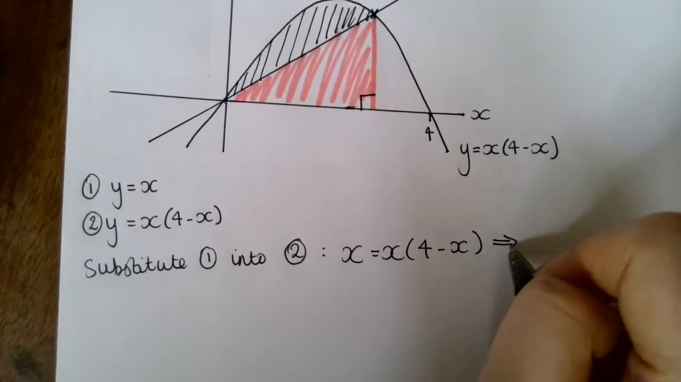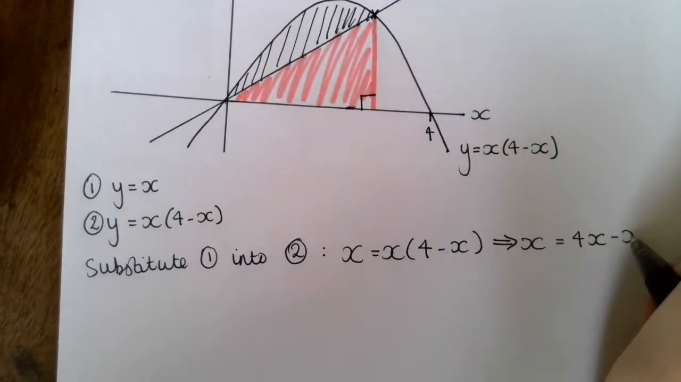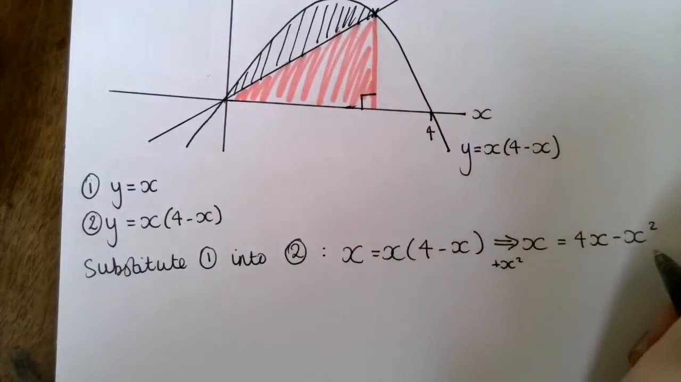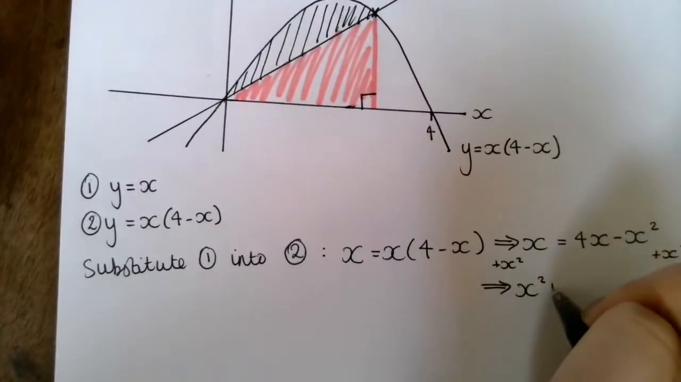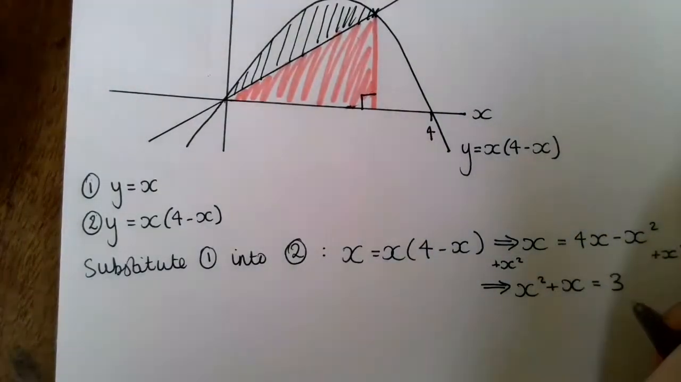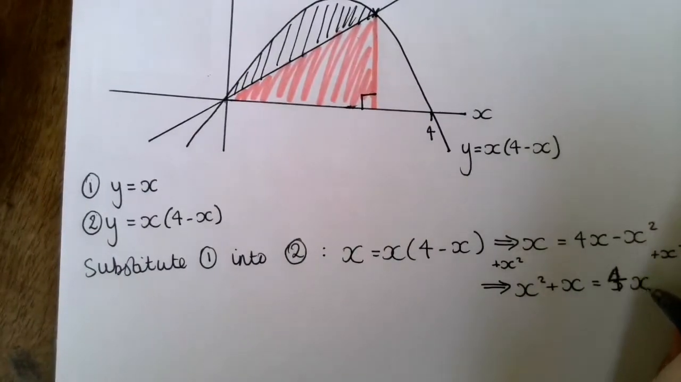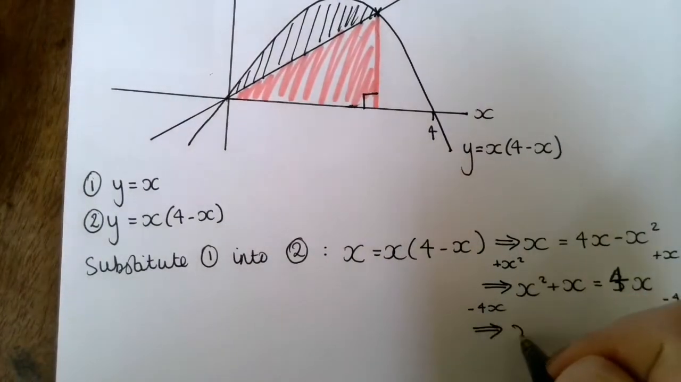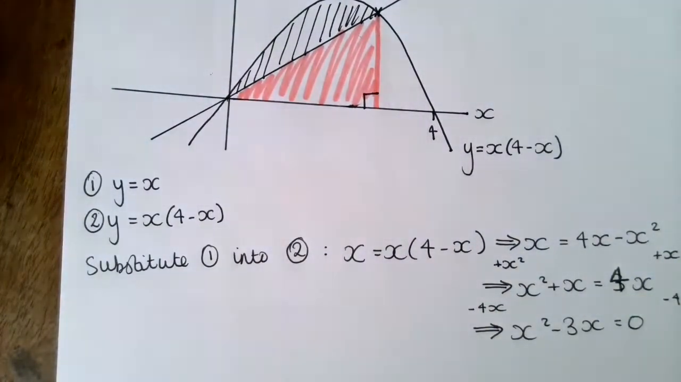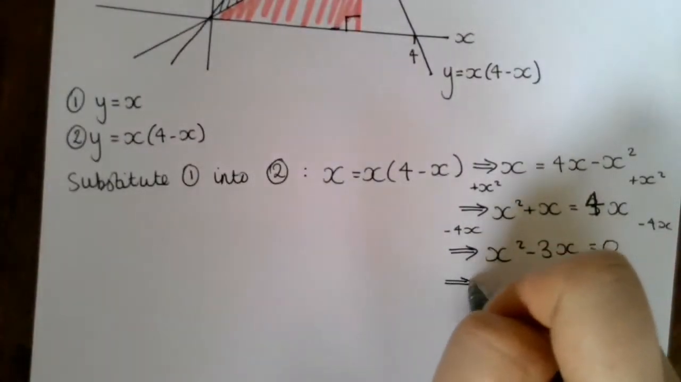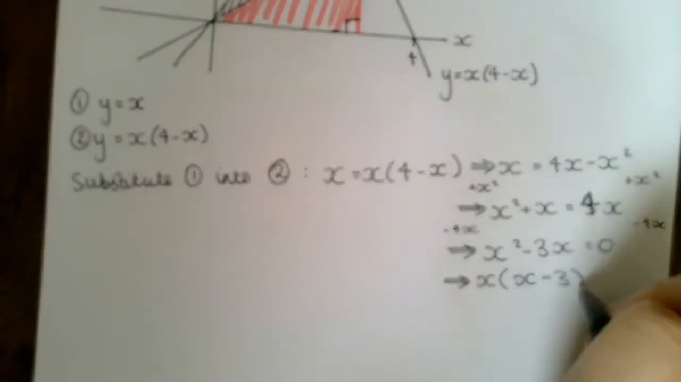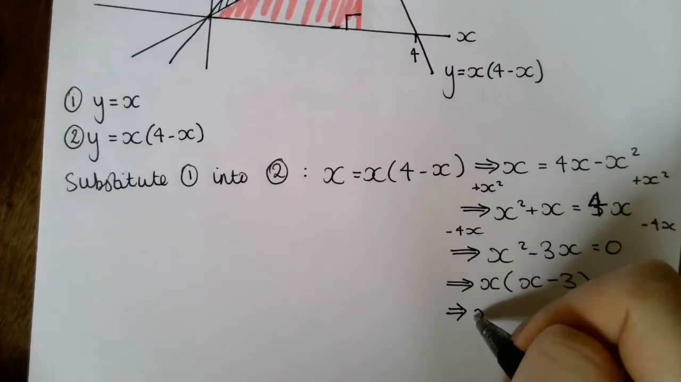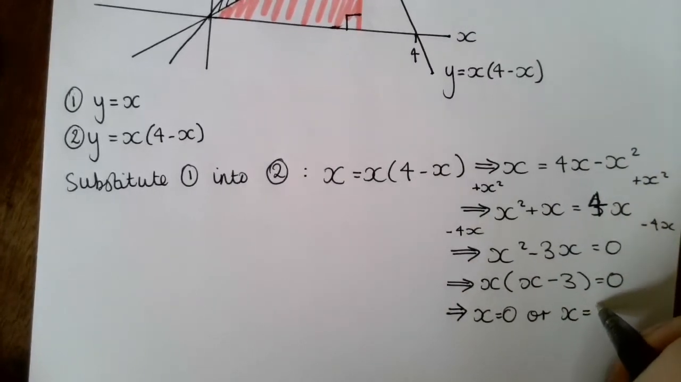If I expand that bracket, I get that x equals 4x subtract x squared. If I then rearrange this, first of all adding x squared, I get that x squared add x equals 4x there. If I then subtract 4x from each side, I get x squared subtract 3x equals 0. I can factorise this to solve it, to get x multiplied by x minus 3 equals 0. So those two lines intersect when x equals 0 or when x equals 3.